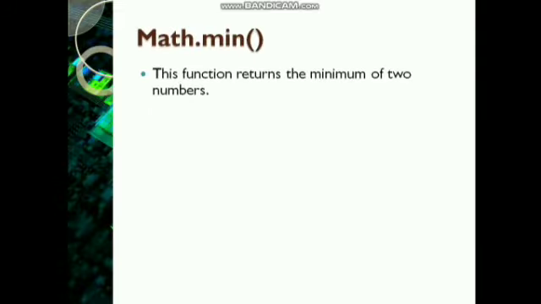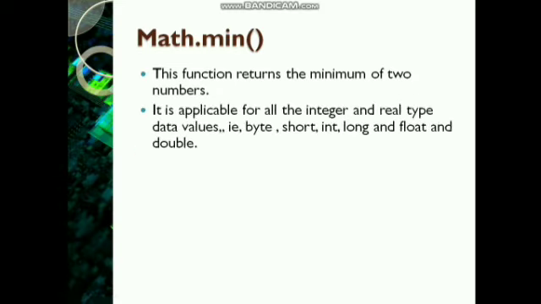This function returns the minimum of two numbers. As the name suggests, it takes two variables inside and returns the minimum among those two numbers. It is applicable for all the integer as well as real type data values. That is, it can accept the integer types like byte, short, int, long, as well as the real types like float and double. And according to the value it takes in, it returns the answer in the same type.